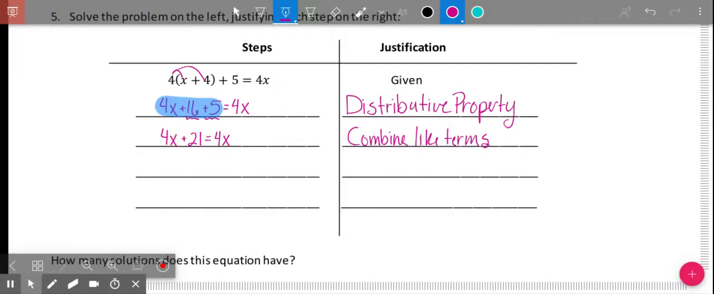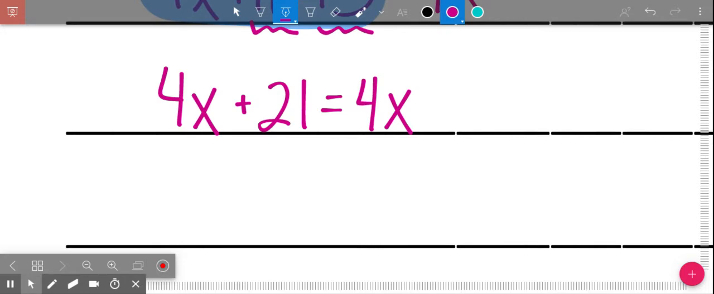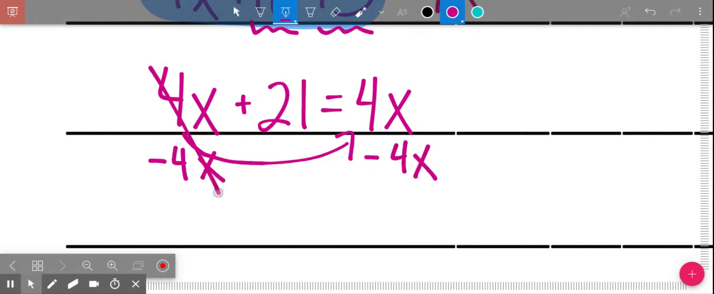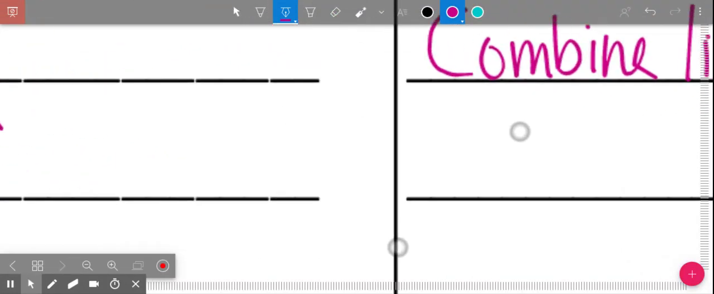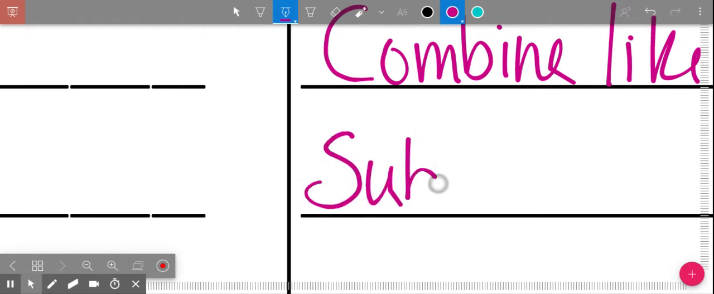Now I have to get my variables all on one side. I'm going to move the 4x to this side because I know that there's not very much happening on the right. So I'm going to subtract 4x from both sides. Those will cancel. So 21 on this side is equal to, well, 4x minus 4x is going to give me 0. That cancels out. If I have 4 x's and then I take 4 away, I have 0 x's. I have no x's left. Okay, so I got 21 equals 0. In that step, I was subtracting, so that's my subtraction property.